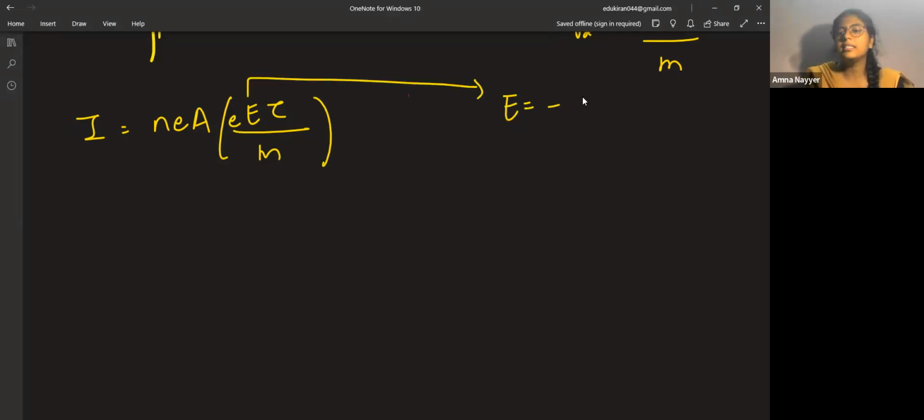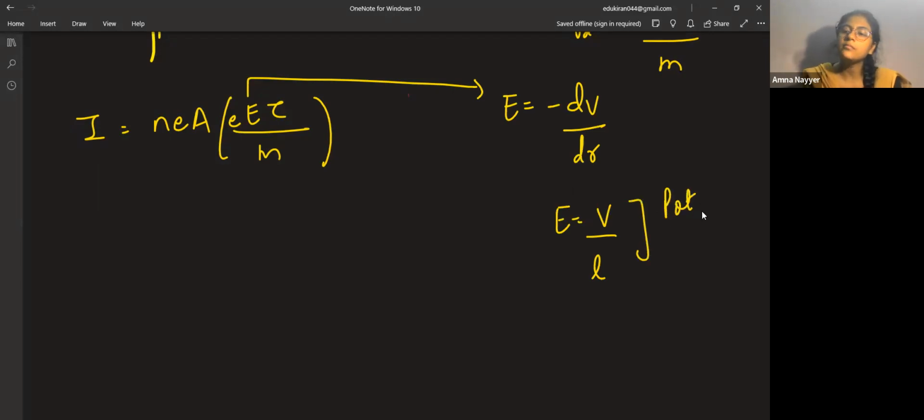One more thing regarding this electric field. Electric field is equal to minus dV over dr. Do you remember this electric field as a change of potential gradient? E is equal to dV over dr. If I write this as V by L, this electric field is directly proportional to the potential gradient. This means potential that is changing with respect to distance.